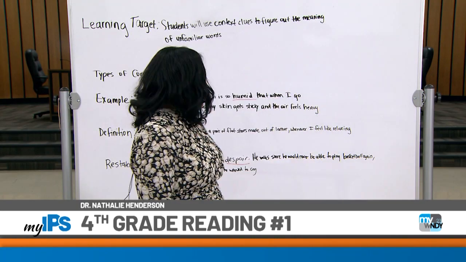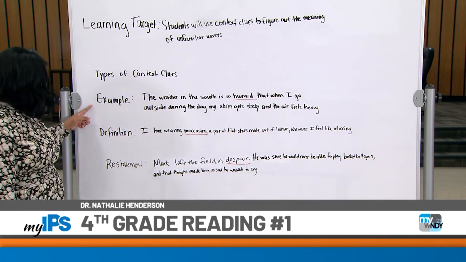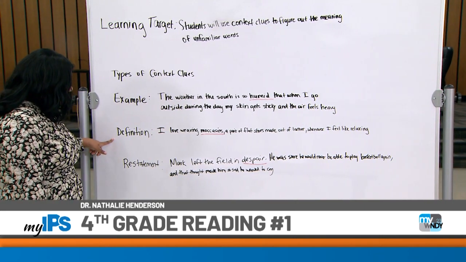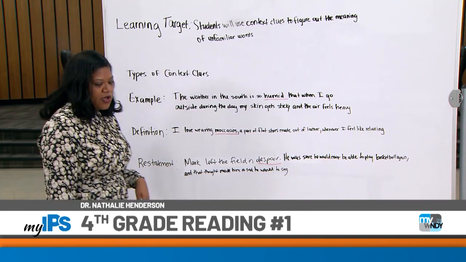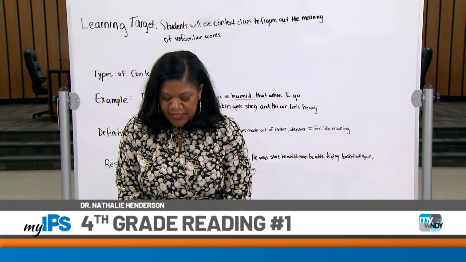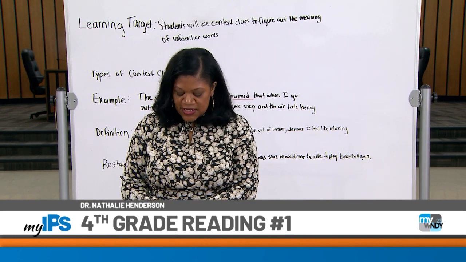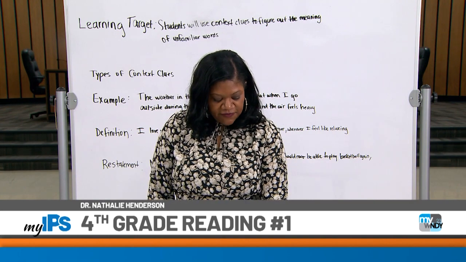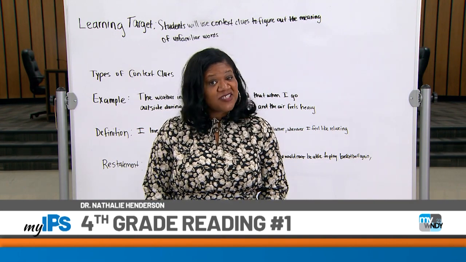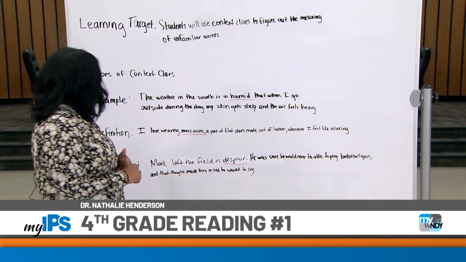So what are the 3 types of context clues? The first type that we're going to learn today is example. The second one is a definition, and the third is restatement. And so I want to make sure that you have your I Ready grade 4 I Ready reading packet for the lesson that we're going to do today. There are actually way more than 3 types of context clues, but we're just going to focus on 3 today, and I want to give us some examples of one.